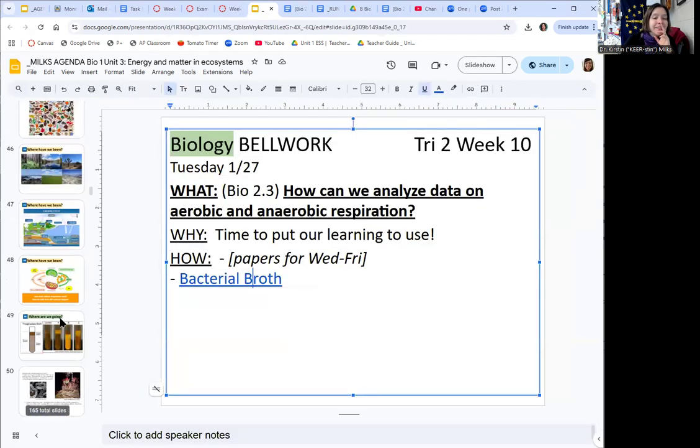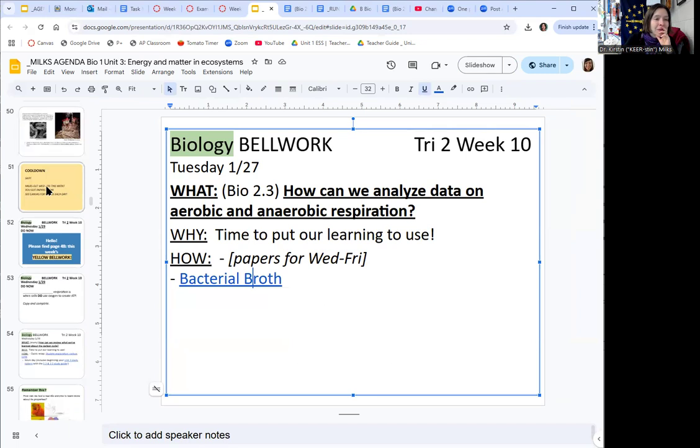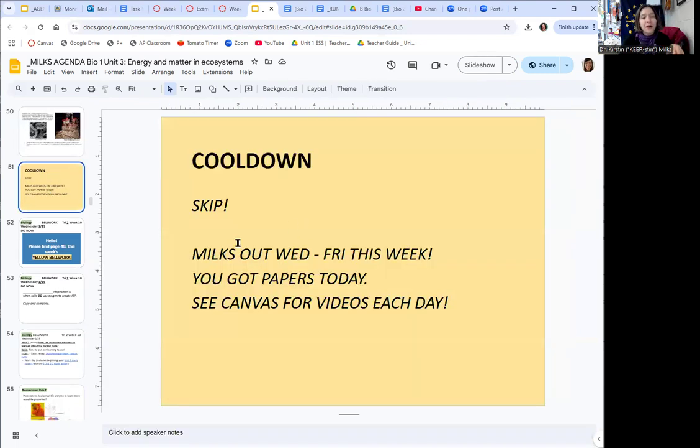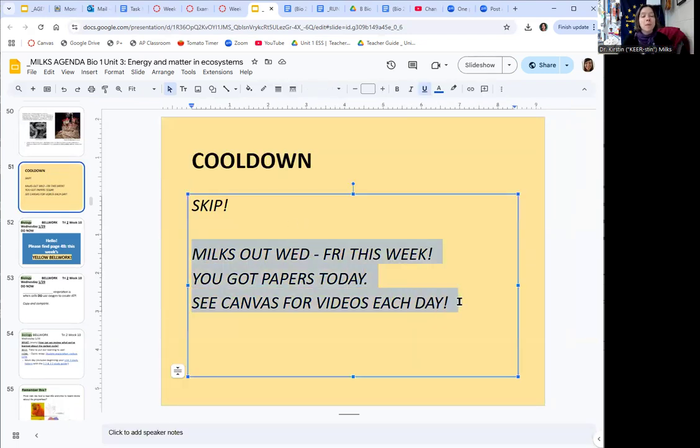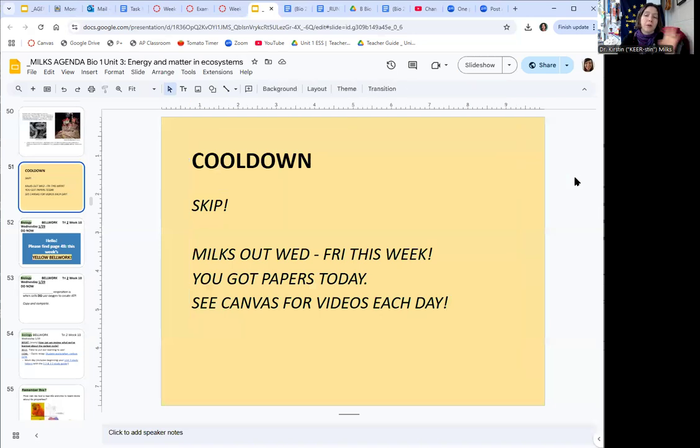All right. Last but not least, I wanted to share with you the bell work. We are indeed skipping the bell work because today in class, people got a lot of papers. See the Canvas videos for each day. If you end up absent as well, please just use a piece of regular paper and you can take the notes, or you can print out the sheet and do it at home, or you can come and pick up a paper from our extra pages box.